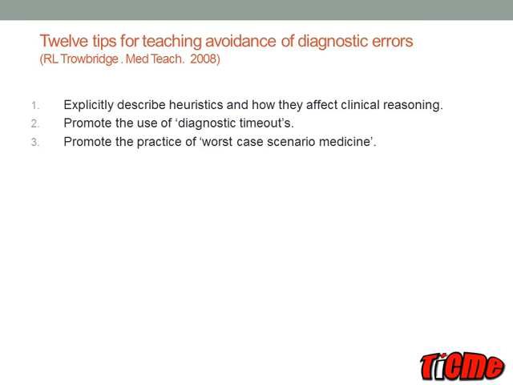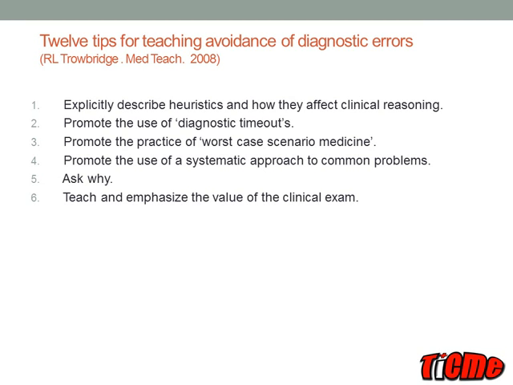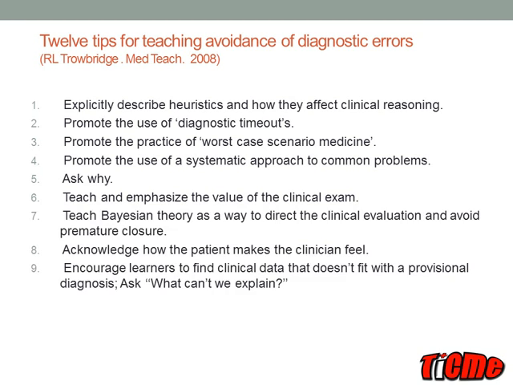Promote the practice of worst case scenario medicine. Why isn't it these 4 really nasty things when we think it's the simple thing? Let's use a systematic approach to common problems instead of relying on intuition. Always ask why. Teach and emphasize the value of a clinical exam in the right context. Teach Bayesian theory as a way to direct the clinical evaluation. Remember we talked about pre- and post-test probability. And avoid premature diagnostic closure.